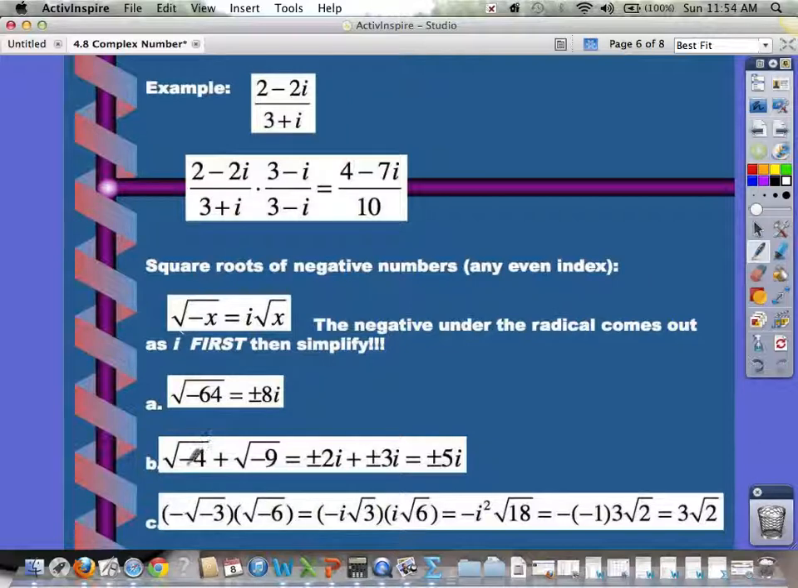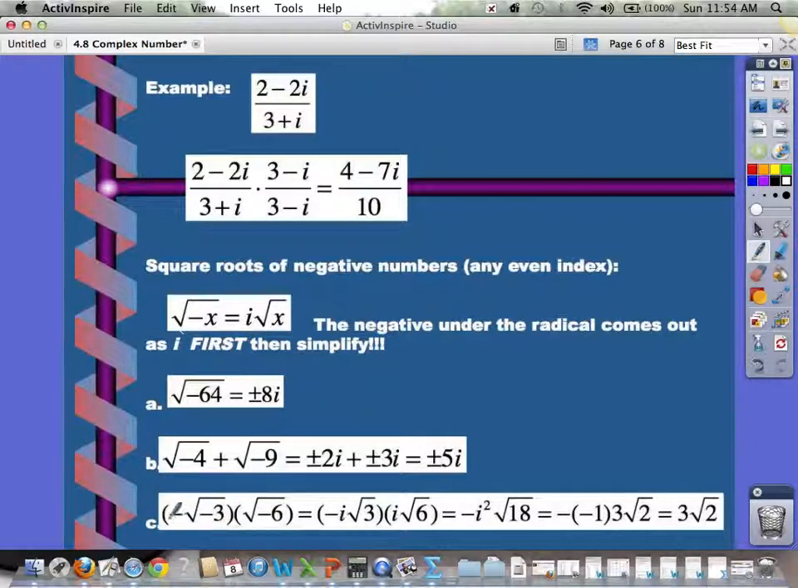All right, if we're working with these and we're adding the square root of negative 4, we take care of that negative first. So that really becomes plus or minus 2i, plus, and then we have the square root of negative 9. We take care of that right off before we do anything else. That becomes plus or minus 3i. So then you simplify. That's going to be 2i and 3i. It's 5i plus or minus.